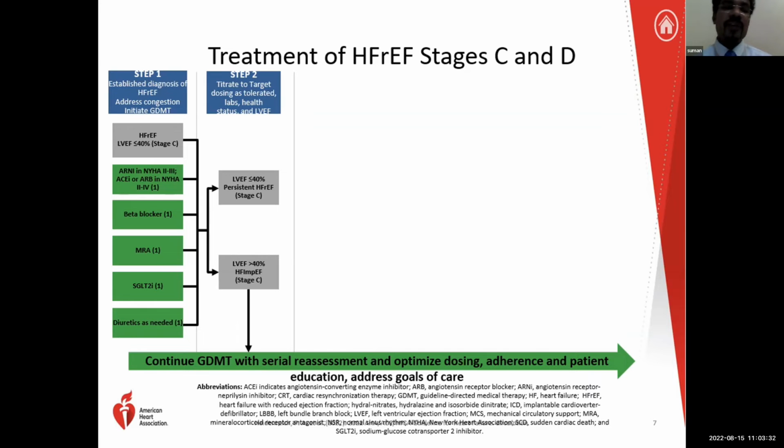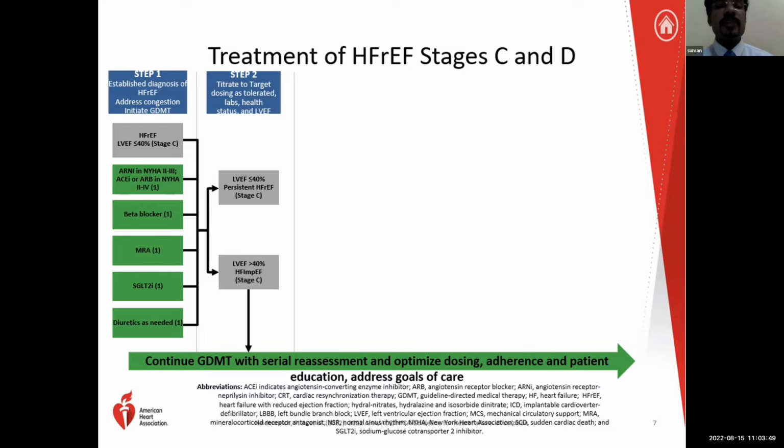Don't use diuretic left and right because this diuretic has a lot of side effects. It can cause electrolyte imbalance, dehydration, so a lot of things. So you should be very cautious while using diuretic. If there is any congestion, any signs of heart failure congestion, definitely you can start this diuretic.